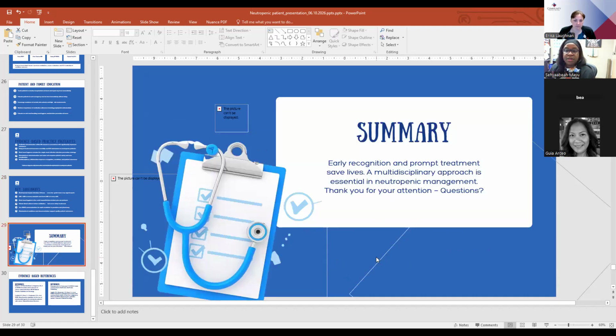And then my summary is: early recognition and prompt treatment saves lives. The multidisciplinary approach is essential in neutropenic management.